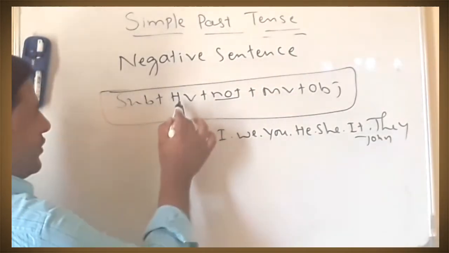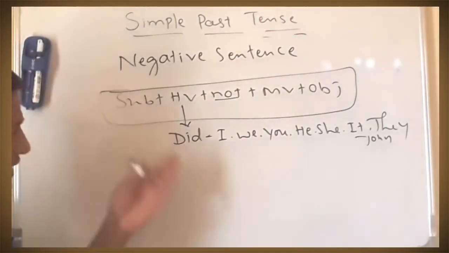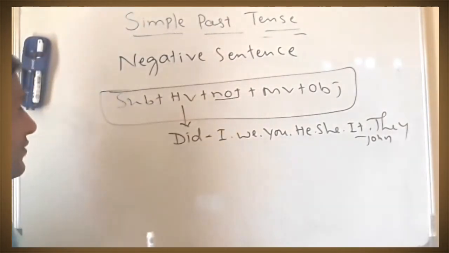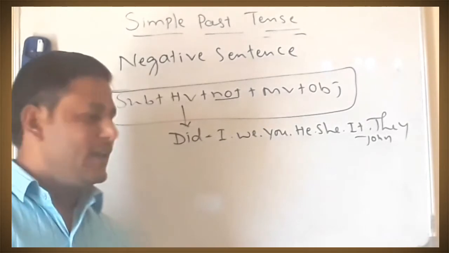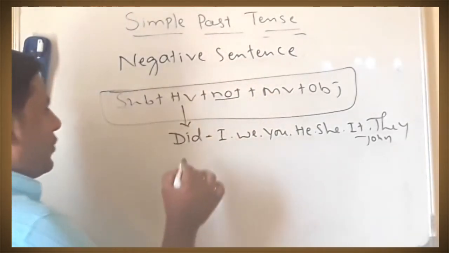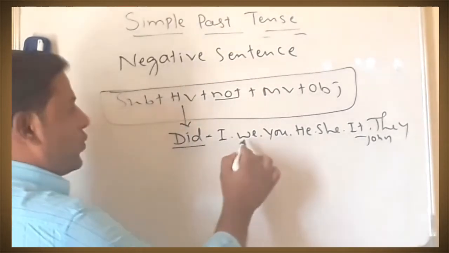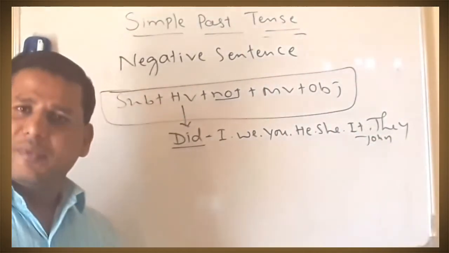Subject, helping verb, not, main verb plus object. The same formula we have seen in simple present tense also, but the only difference is that there we have used two helping verbs, do and does. Here there is only one helping verb, that is did. If there is a did, the subject can be I, we, you, he, she, it, they, John and many.